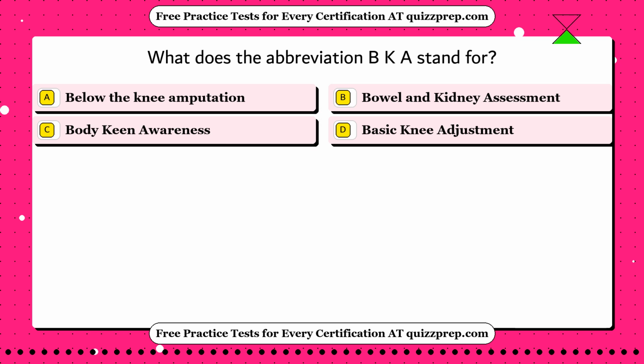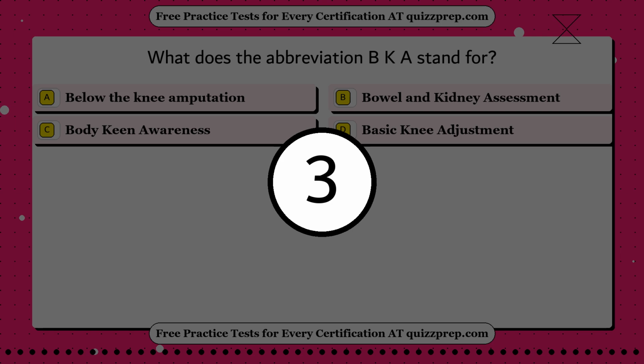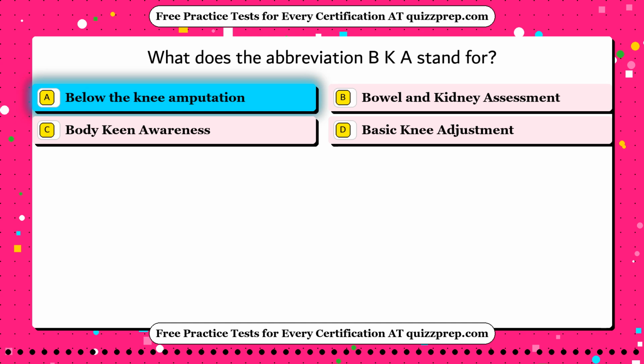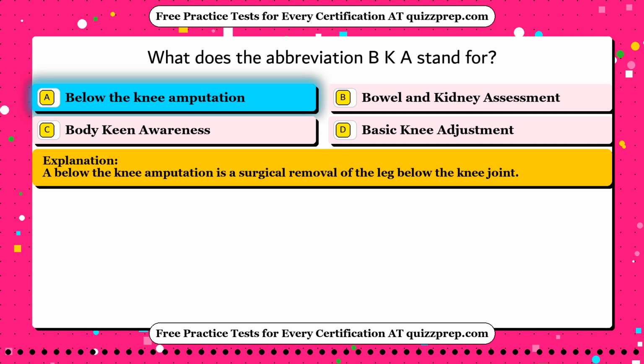Question 13. What does the abbreviation BKA stand for? Option A, below the knee amputation. Option B, bowel and kidney assessment. Option C, body keen awareness. Option D, basic knee adjustment. The correct answer is option A, below the knee amputation. A below the knee amputation is a surgical removal of the leg below the knee joint.